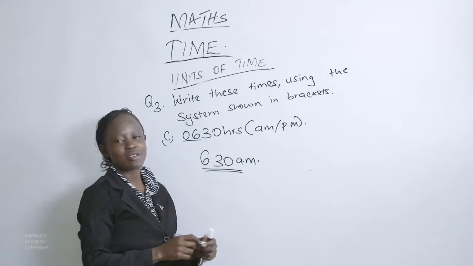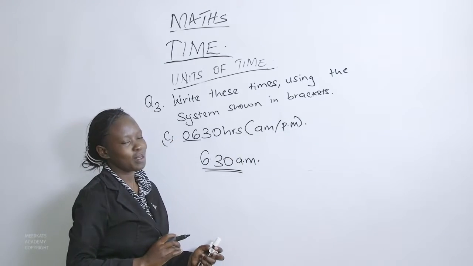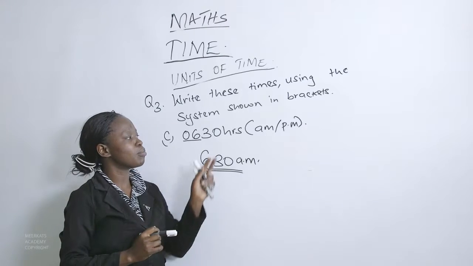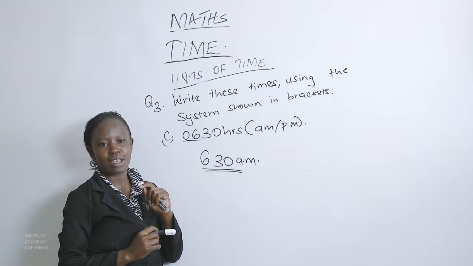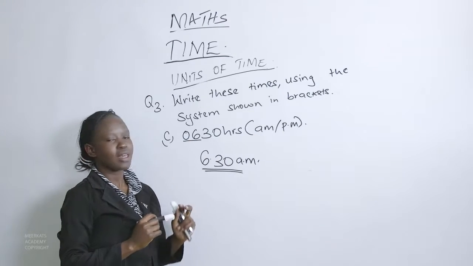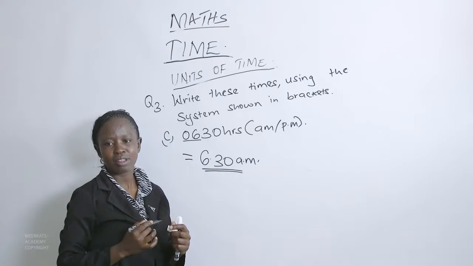06:30 hours, we need to convert it to AM or PM. This means that it is time before noon, and if it is time before noon, then we use AM. So these 06:30 hours will be equivalent to 6:30 AM.